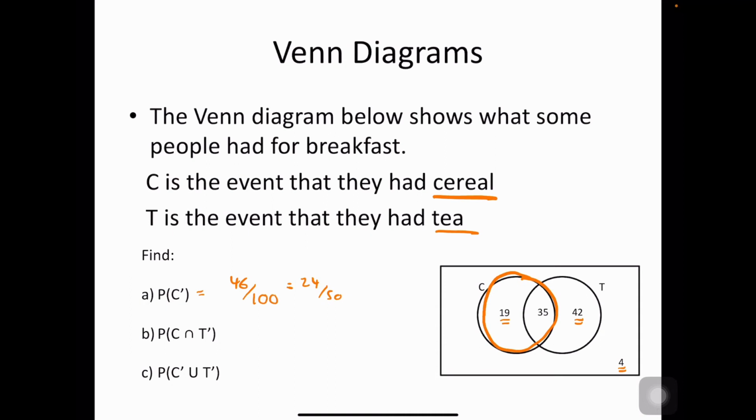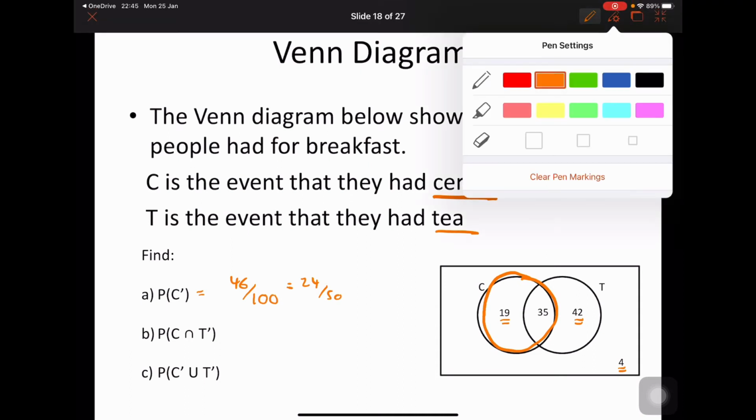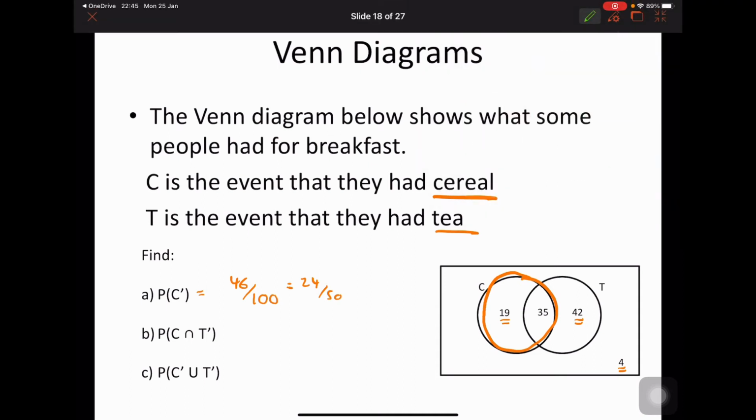Find the probability that it's C and it's not T. C and not T. So that's going to be this region, this green region here. So I'm going to write 19 over 100.